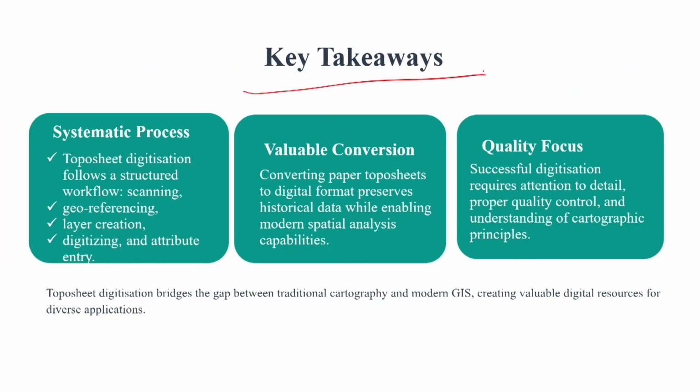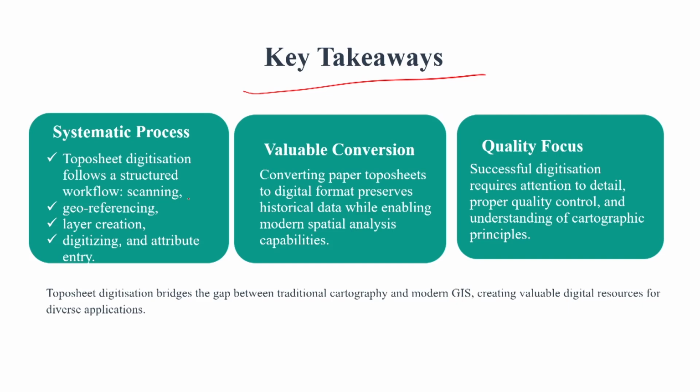The key takeaway of topo sheet digitization is that first, the source of the topo sheet must be clear, and we have to scan it and georeference it. Then layer creation: point, line and area, we have to create those layers. Then conversion, where the paper topo sheet is converted into the digital format.